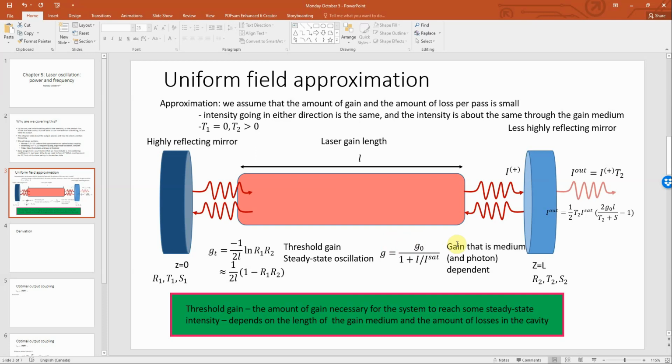Okay, so this threshold gain here is just dependent on the length of our gain medium and the losses that are incurred by the reflection of these mirrors, whereas here this gain is G naught divided by 1 plus I over I saturation. And this is gain medium and photon dependent, okay? So obviously what we're going to be doing is equating these two things and seeing what that means.